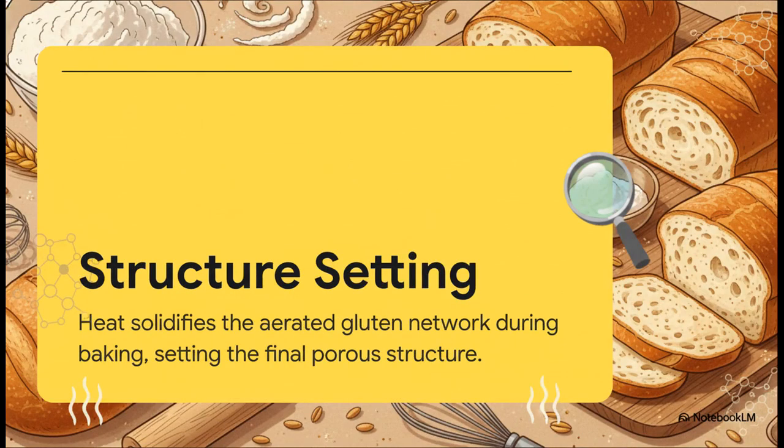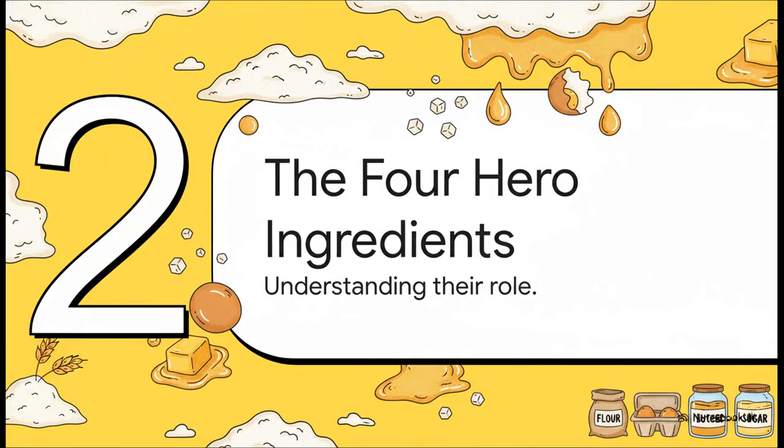And for the grand finale, structure setting. Once your dough is all puffed up and happy, you slide it into the oven. The heat does 2 things. It makes the starch swell up and firm up, and it cooks the gluten proteins. This process locks that beautiful, airy network into a permanent, solid structure. That's your bread's crumb. So think of it like a 3-act play. You build the structure, you inflate it with gas, and then you lock it all in place with heat. All right, we have our 3 rules.